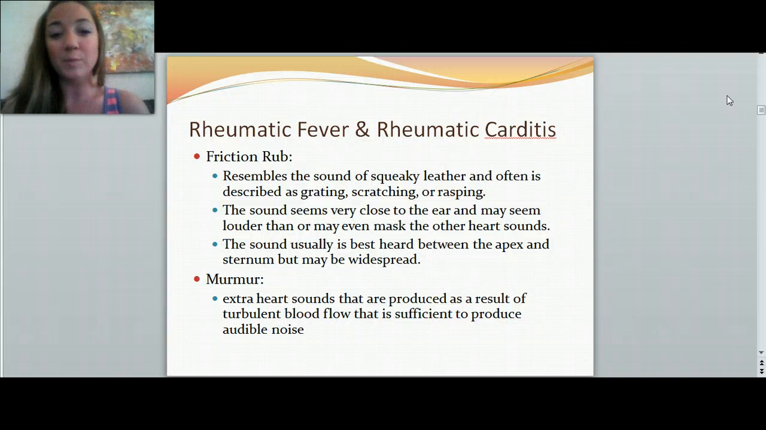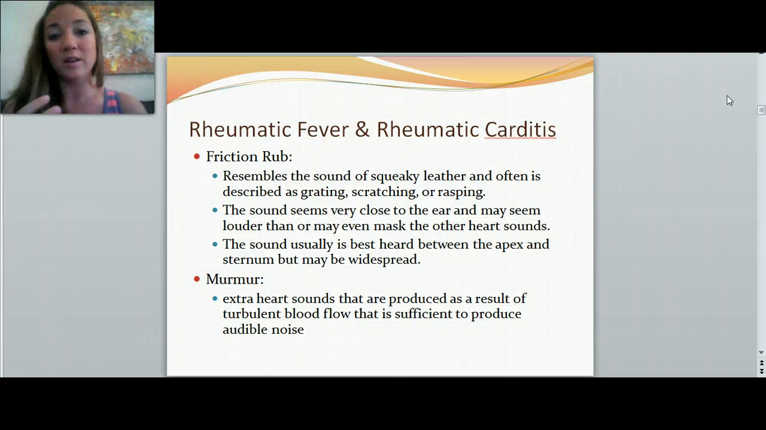And a lot of times people talk about it sounding like a grating or a scratching or a rasping. To me, it sounds really like squeaky leather, okay? I'm going to find an example of it and play it for you. The sound feels really close to the ear when you're listening to the patient's chest over your stethoscope.